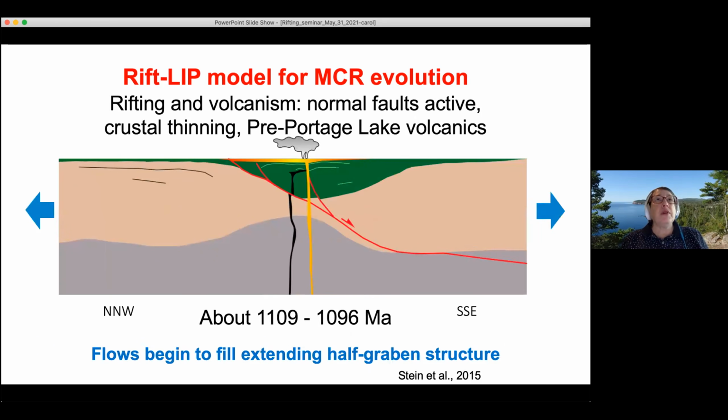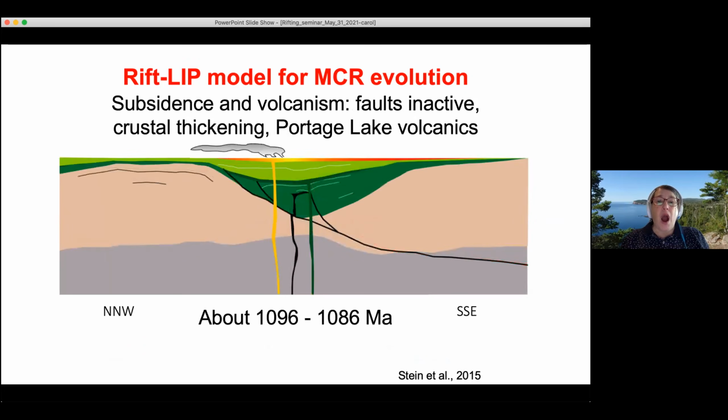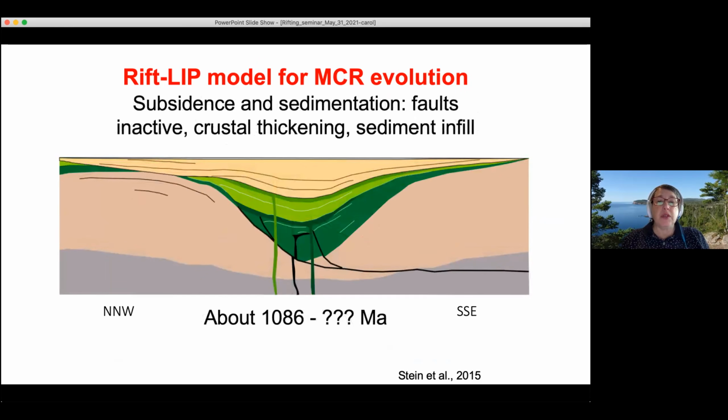Then there was a period of about maybe 15 odd million years where we had active extension, but we also had the continental flood basalts filling this half graben. Then the extension ended, but we continued for another about 10 million years to have continental flood basalts. And then the volcanism ended. We had continued subsidence and sediment infilling the basin.